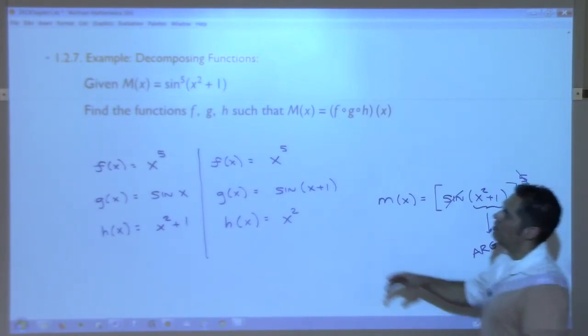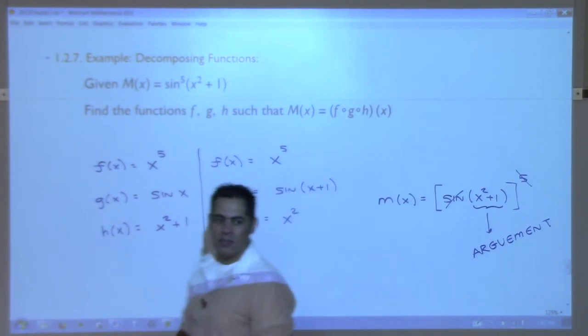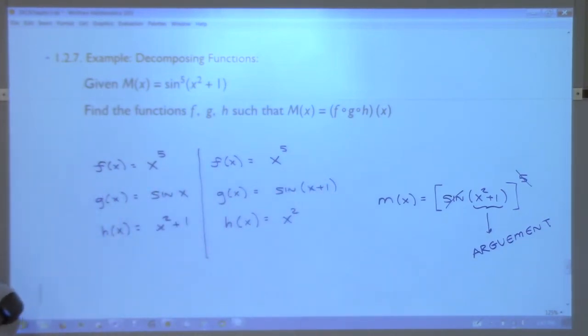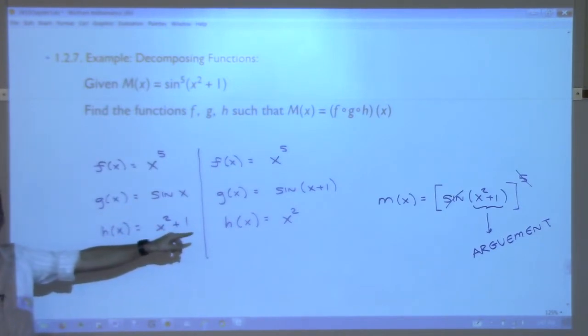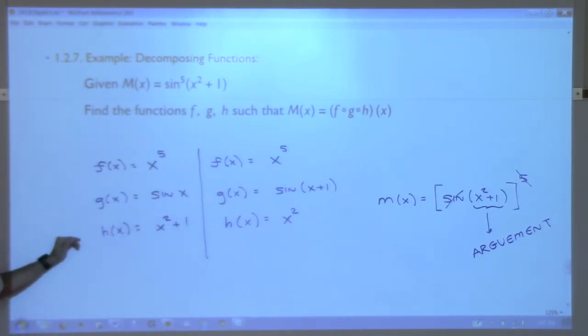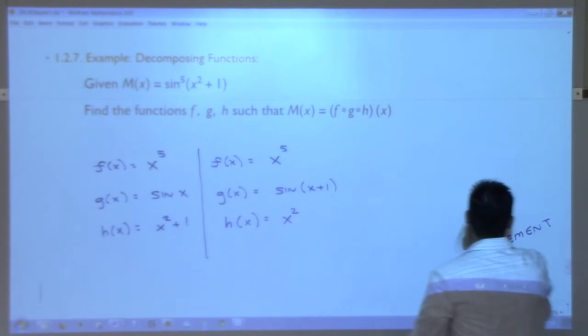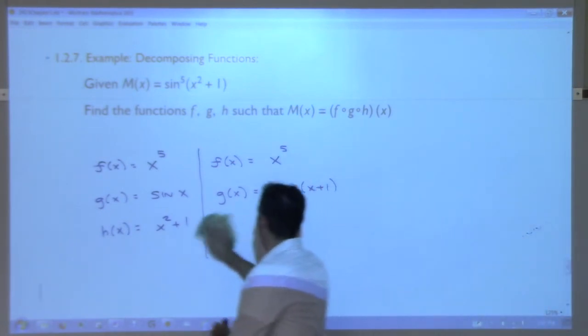If somebody gives you a function that is a composition of functions, there may not be a unique decomposition. However, there is one that makes the most sense to us, and this is the one I think makes the most sense to us. This one, yes, it could be done, but I don't think it's as clean as this one is. Okay. Let me give you another one, and then we're going to move on.